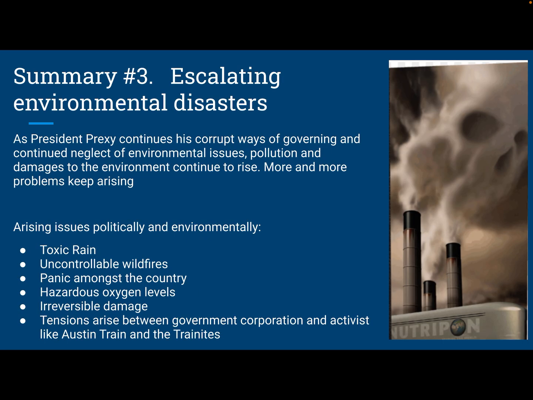Summary number 3, Escalating environmental disasters. As President Prexy continues his corrupt ways of governing and continued neglect of environmental issues, pollution and damages to the environment continue to rise. More and more problems keep arising. Some of the arising issues are toxic rain, uncontrollable wildfires, panic amongst the country, hazardous oxygen levels, irreversible damage, and tensions between government corporations and activists like Austin Train and the Trainites.